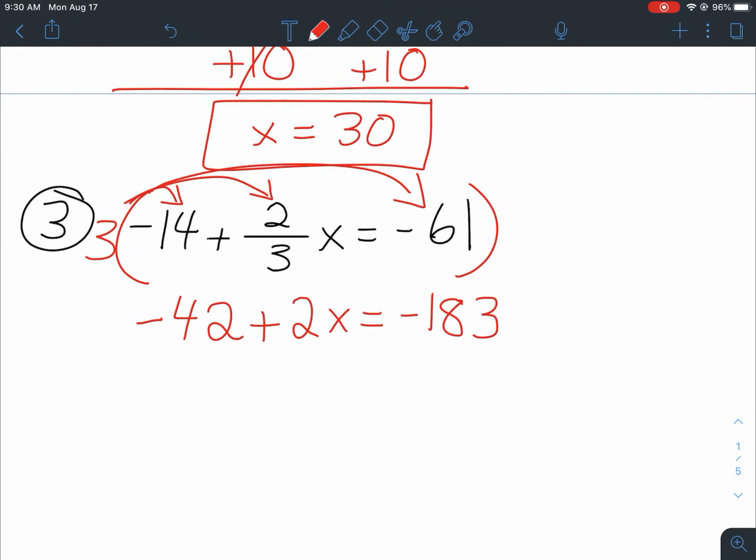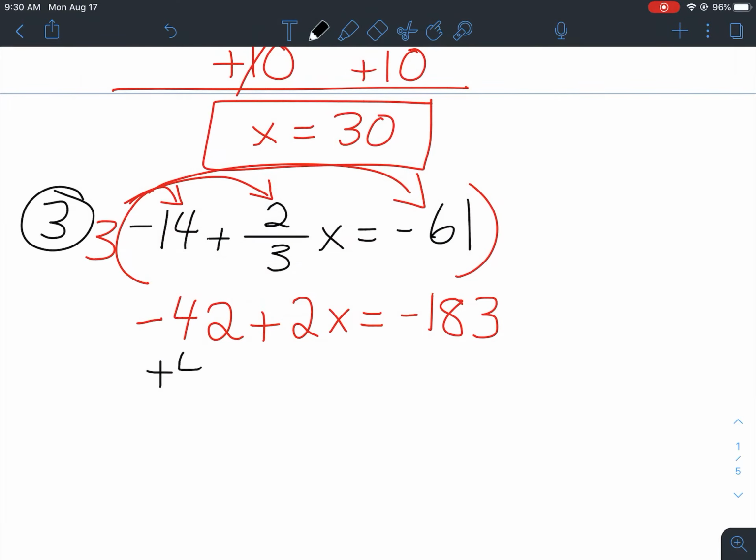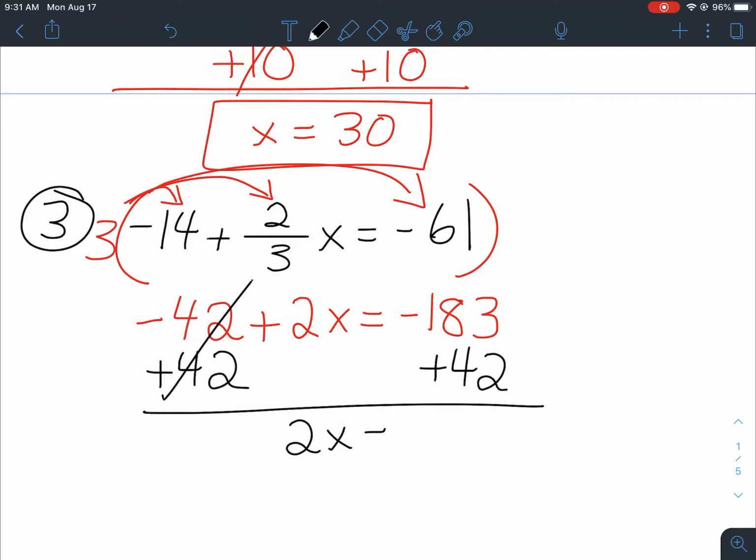Okay, our next step here, we need to get rid of the negative 42 to the other side. How do you get rid of a negative 42? You add 42. Whatever you do to one side, you have to do to the other. So negative 183 plus 42 would be negative 141.